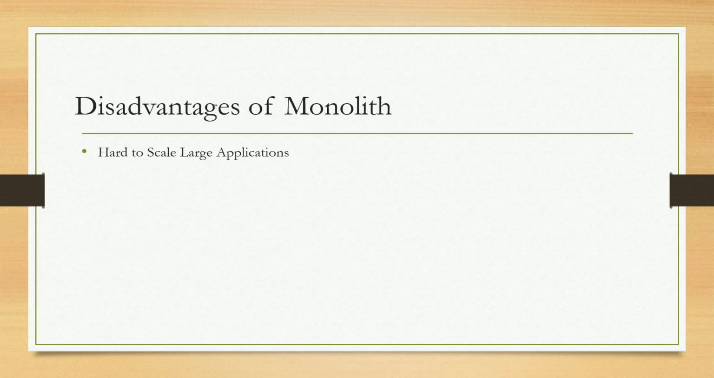Disadvantages of monolith architecture: it is hard to scale a large application because the entire application must scale together. Difficult maintenance. As the application grows, the code base becomes huge and difficult to manage. Slow deployment. Small changes require redeploying the whole application. The next one is tight coupling. Changes in one module may impact others. So these are the disadvantages of monolith architecture.